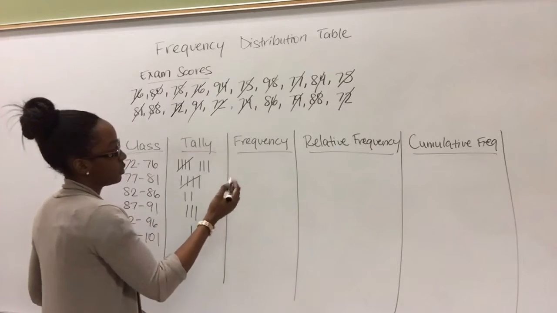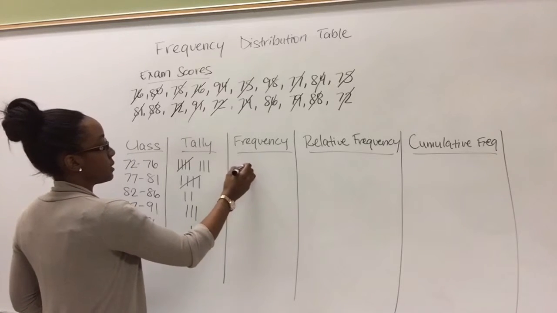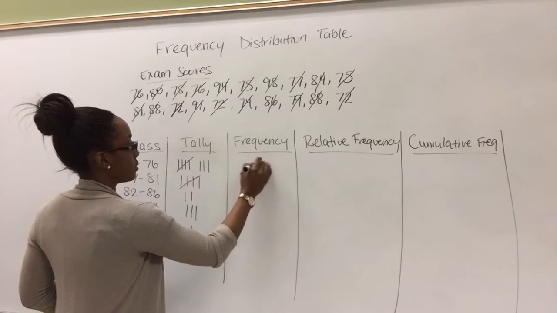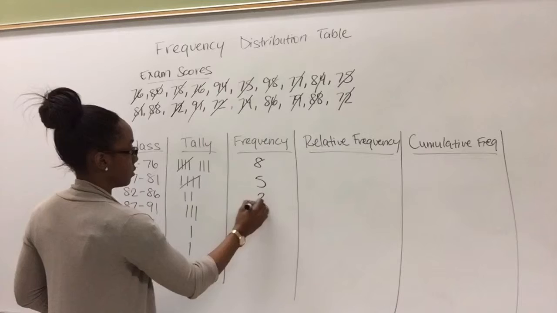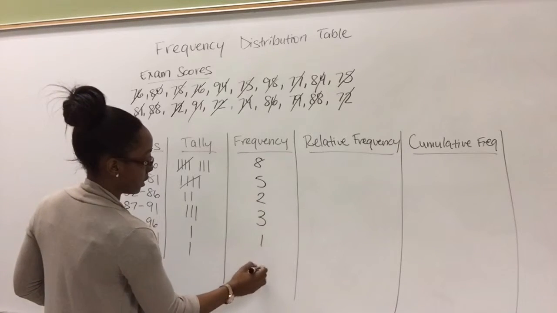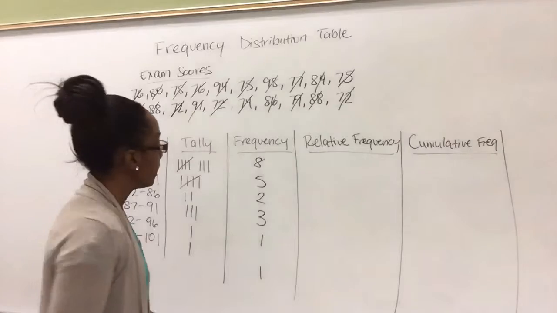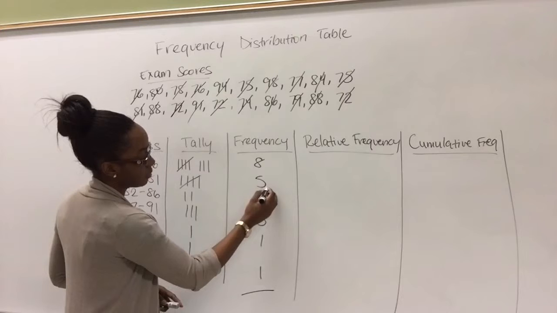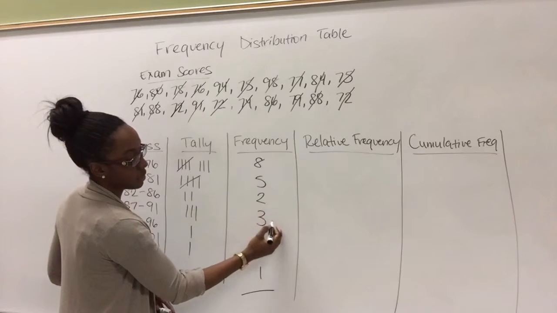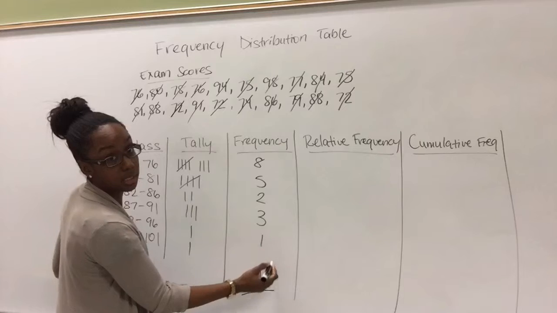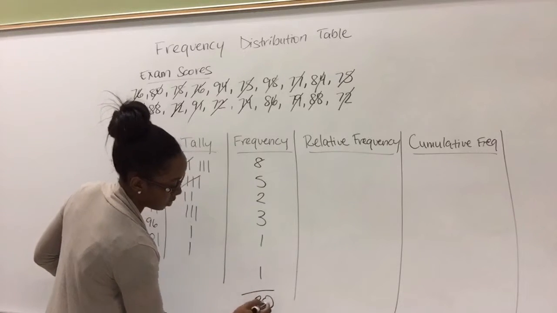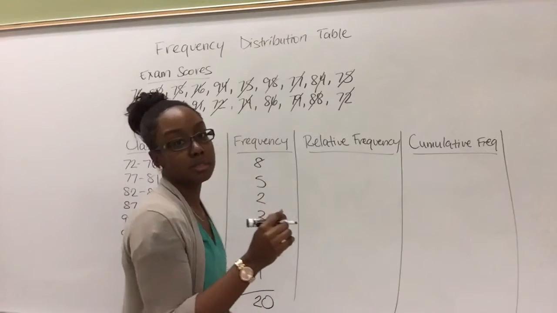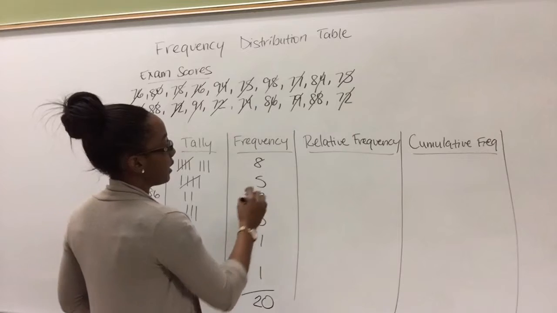For the third step, the frequencies, you would just write out the number in number form, which are in the tally column. So this is an 8, 5, 2, 3, 1, and 1. Now, make sure that you add up all of the numbers in the frequency. 8, 13, 15, 18, 19, 20. So we have 20.